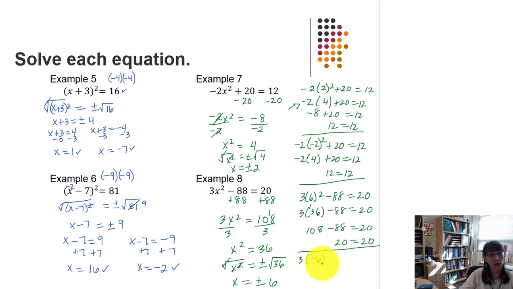3 times negative 6 squared minus 88 equals 20. So that makes 3 times the quantity of negative 6 squared would be positive 36. Minus 88 equals 20. Again, you can see this is exactly the same as the equation we've already tested, so we know that 20 will equal 20. Both positive and negative 6 work. This is how we can use the square root property to solve equations involving quadratic terms.